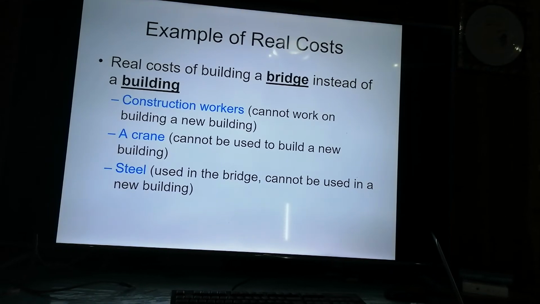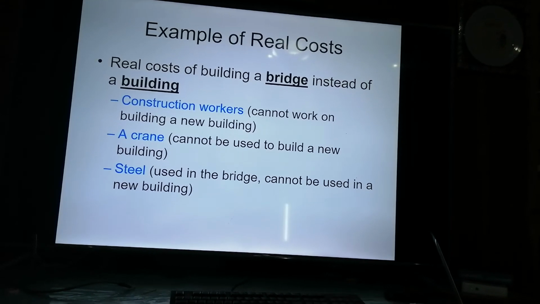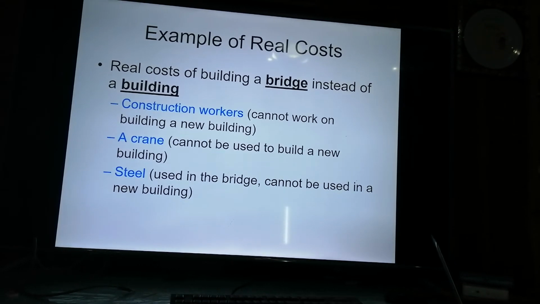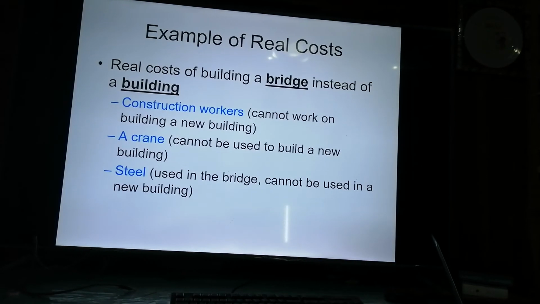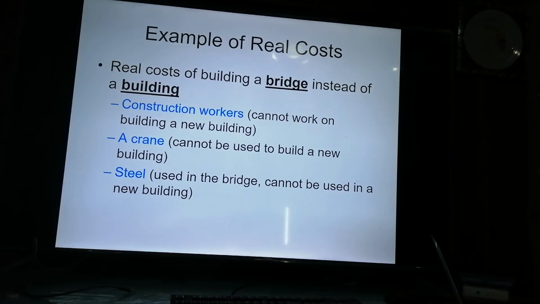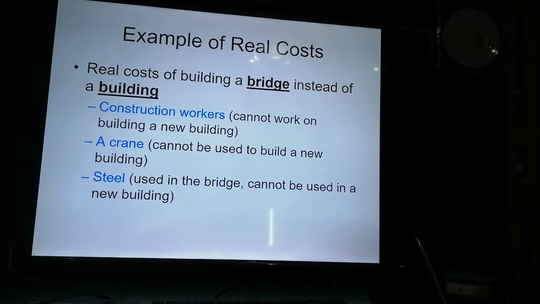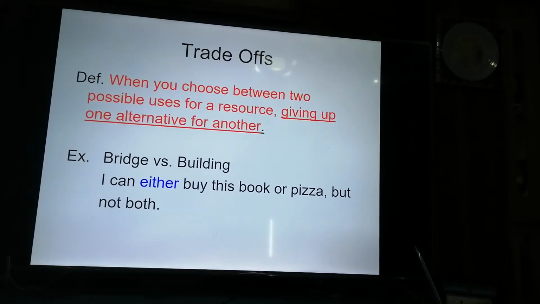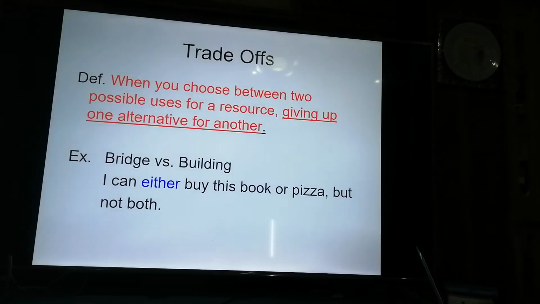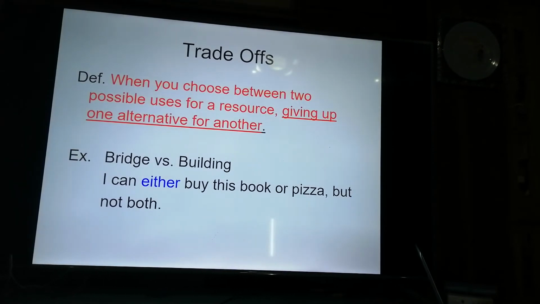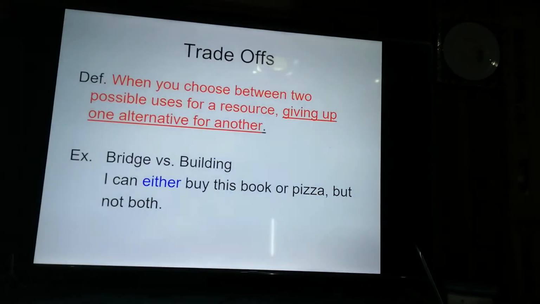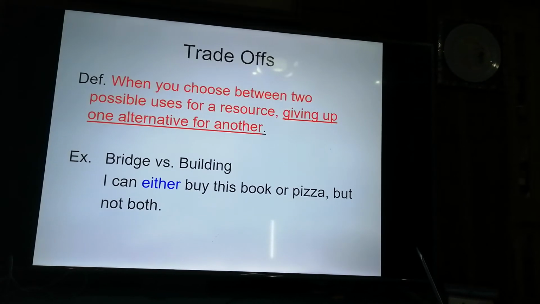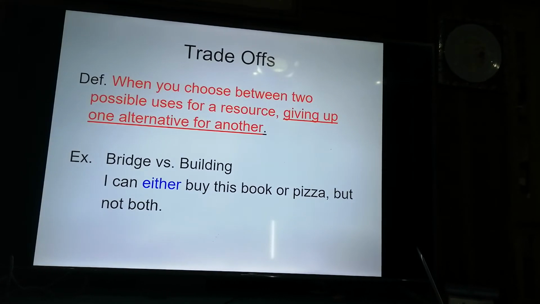Real cost of building a bridge instead of a building. Construction workers cannot work on building a new building. A crane cannot be used to build a new building. Steel used in the bridge cannot be used in a new building. That is a real cost. So, trade-off. Definition: when you choose between two possible uses for resources, giving up one alternative for another. Bridge versus building. I can either buy this book or pizza, but not both. So meaning you choose one.